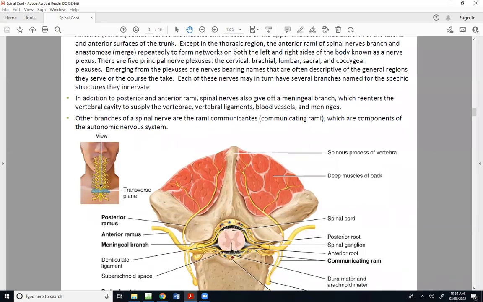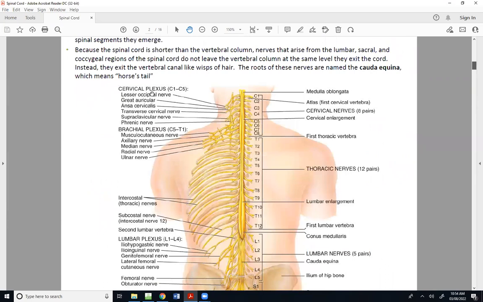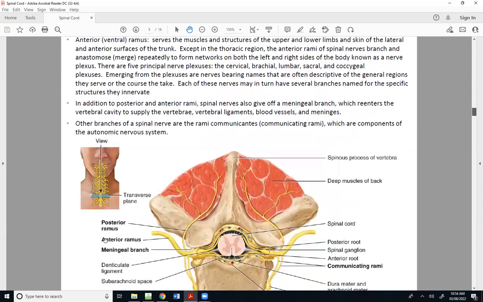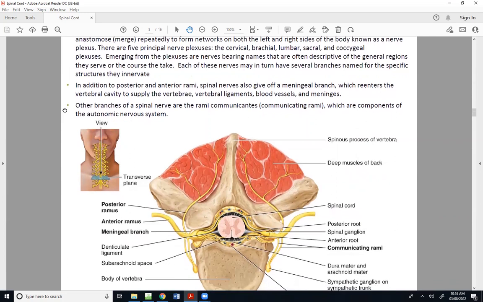Except in the thoracic region, the anterior rami of these spinal nerves branch and anastomose, or merge, repeatedly forming networks on both left and right sides. These are what those nerve plexuses are. So those plexuses that were labeled here, those are formed from the anterior rami. Okay. And those 5 principal nerve plexuses include the cervical, the brachial, the lumbar, the sacral, and coccygeal plexuses.